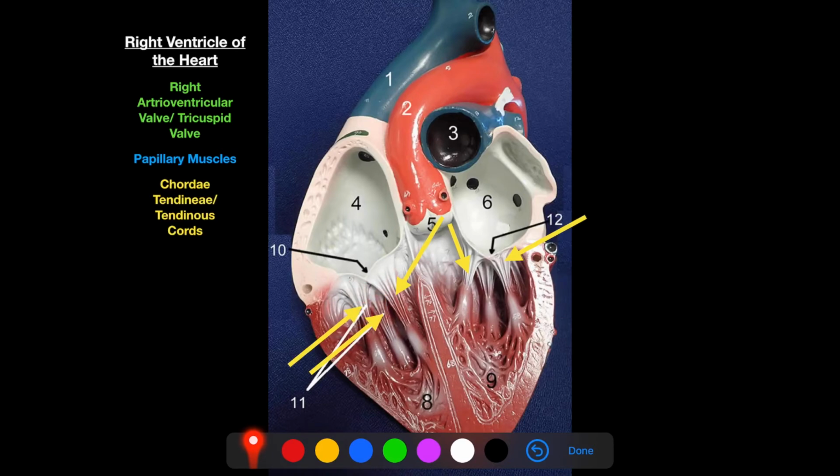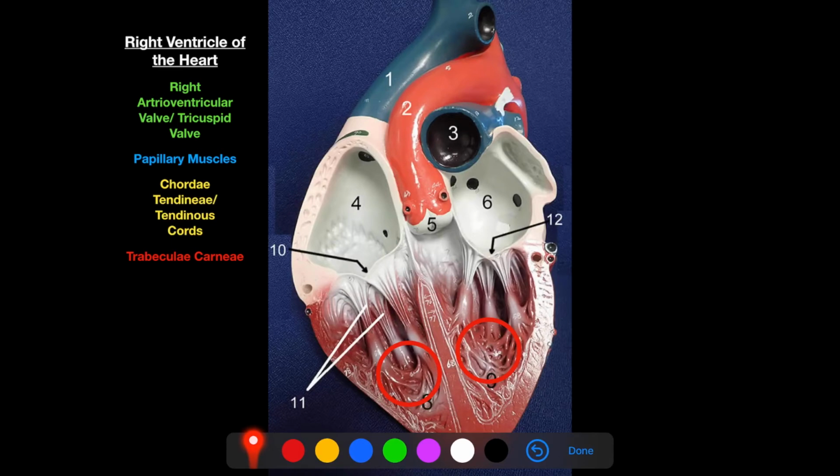Now, attached to these papillary muscles are these little strings or web-like tendons, and those are called chordae tendineae, or you can call them tendinous cords. And that's the English translation of chordae tendineae. Now, those cords go from the papillary muscle, and they attach all the way to the cusps of the right atrioventricular valve as well as the left atrioventricular valve. So every papillary muscle has chordae tendineae coming off of it. So that should be quite easy to remember.